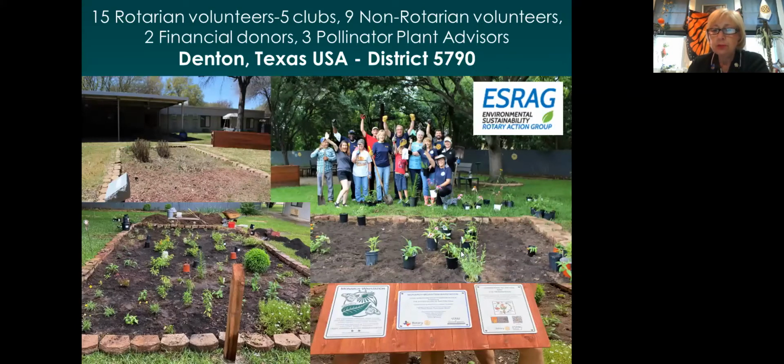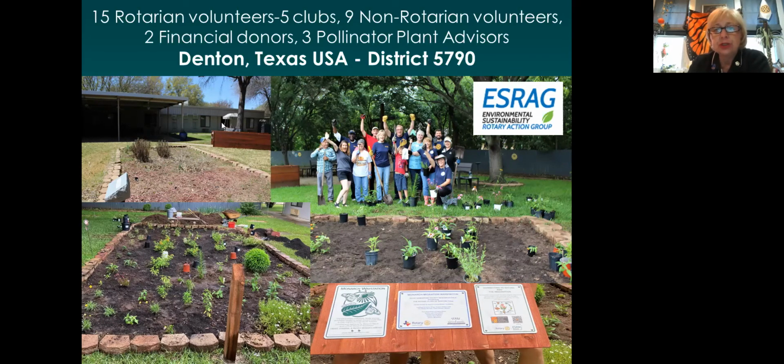This is a garden that we planted in Texas with 5 Rotary clubs helped pay for the garden. And we planted it at a nursing home. It was actually a retirement village. And this is the assisted living building right here, where a lot of people rolled out in their wheelchairs to watch us and help us.